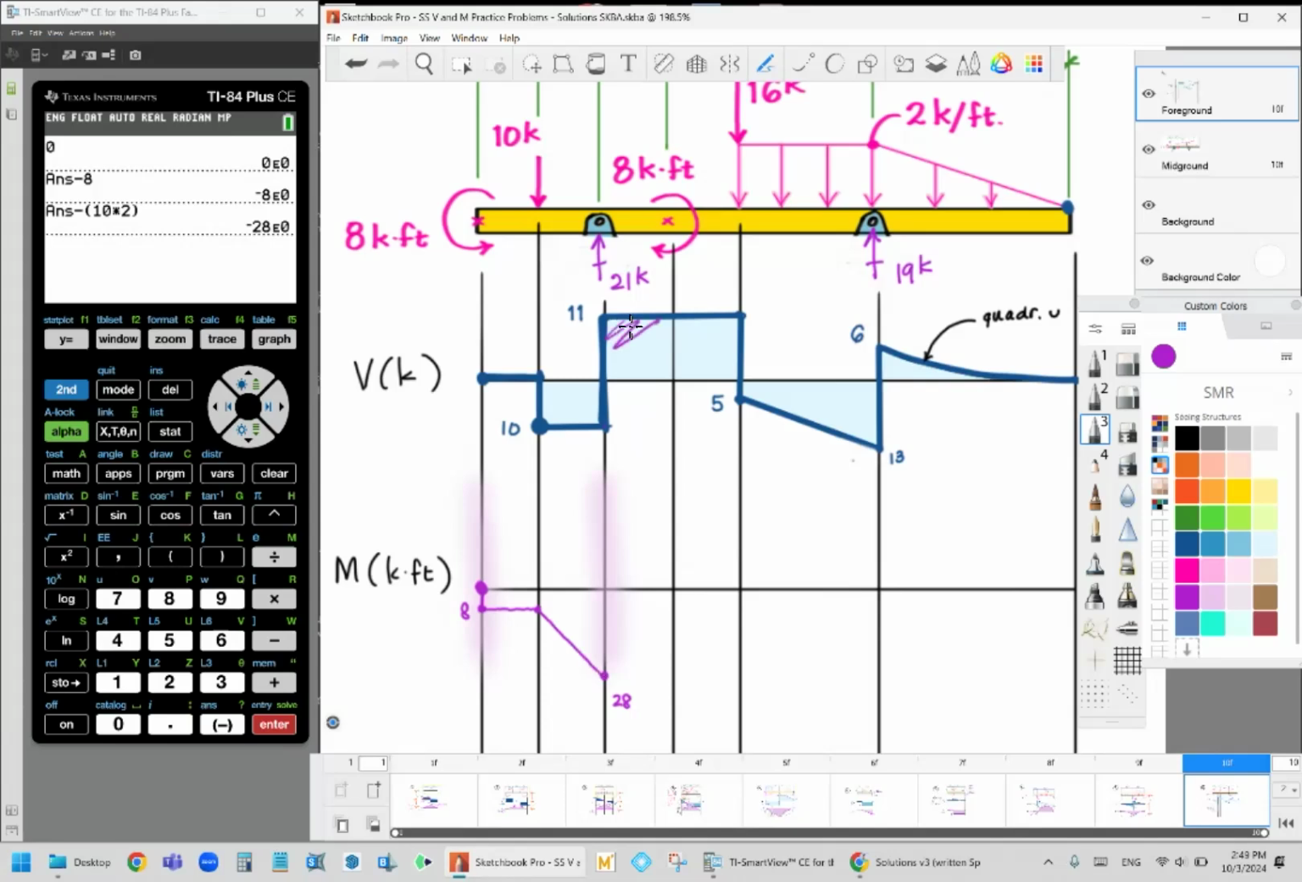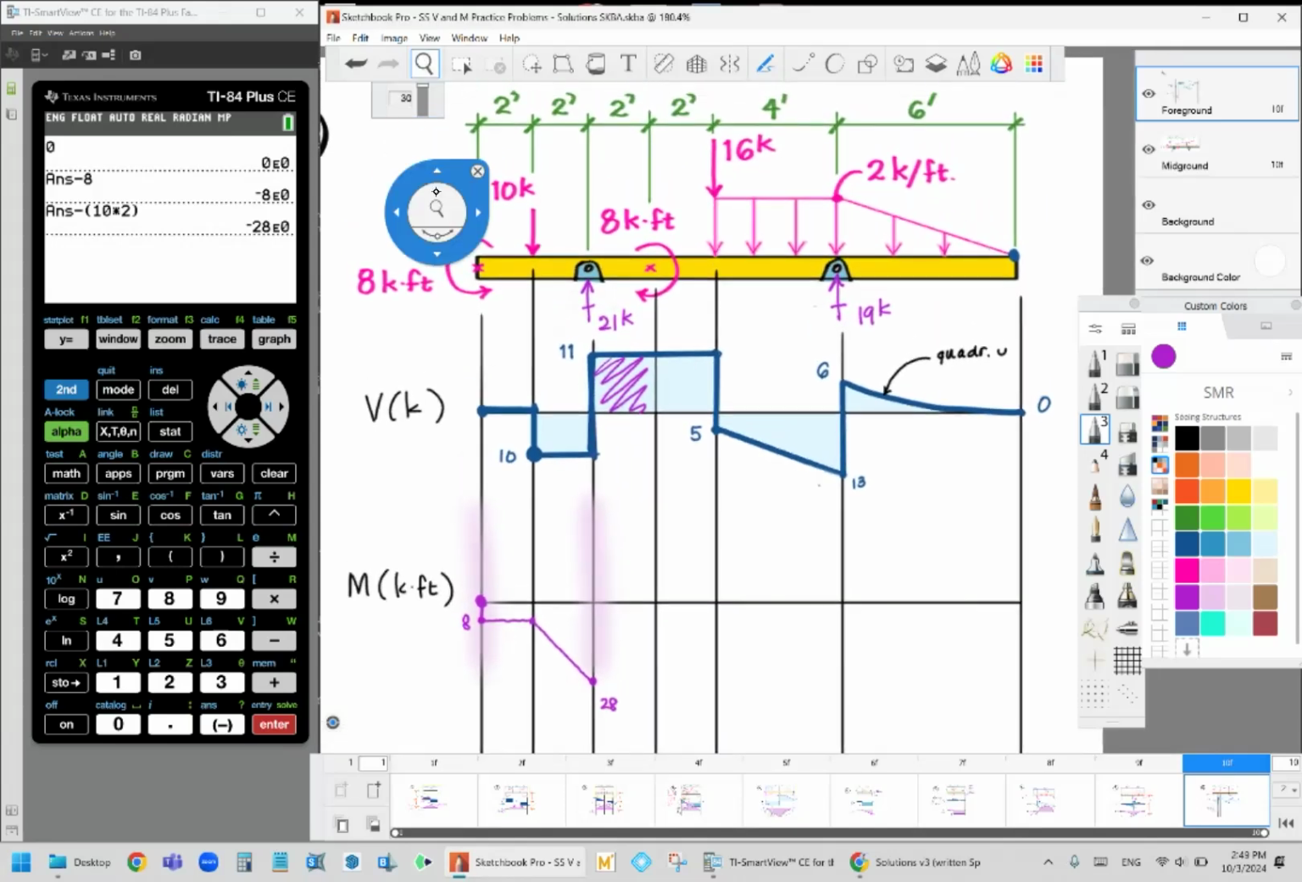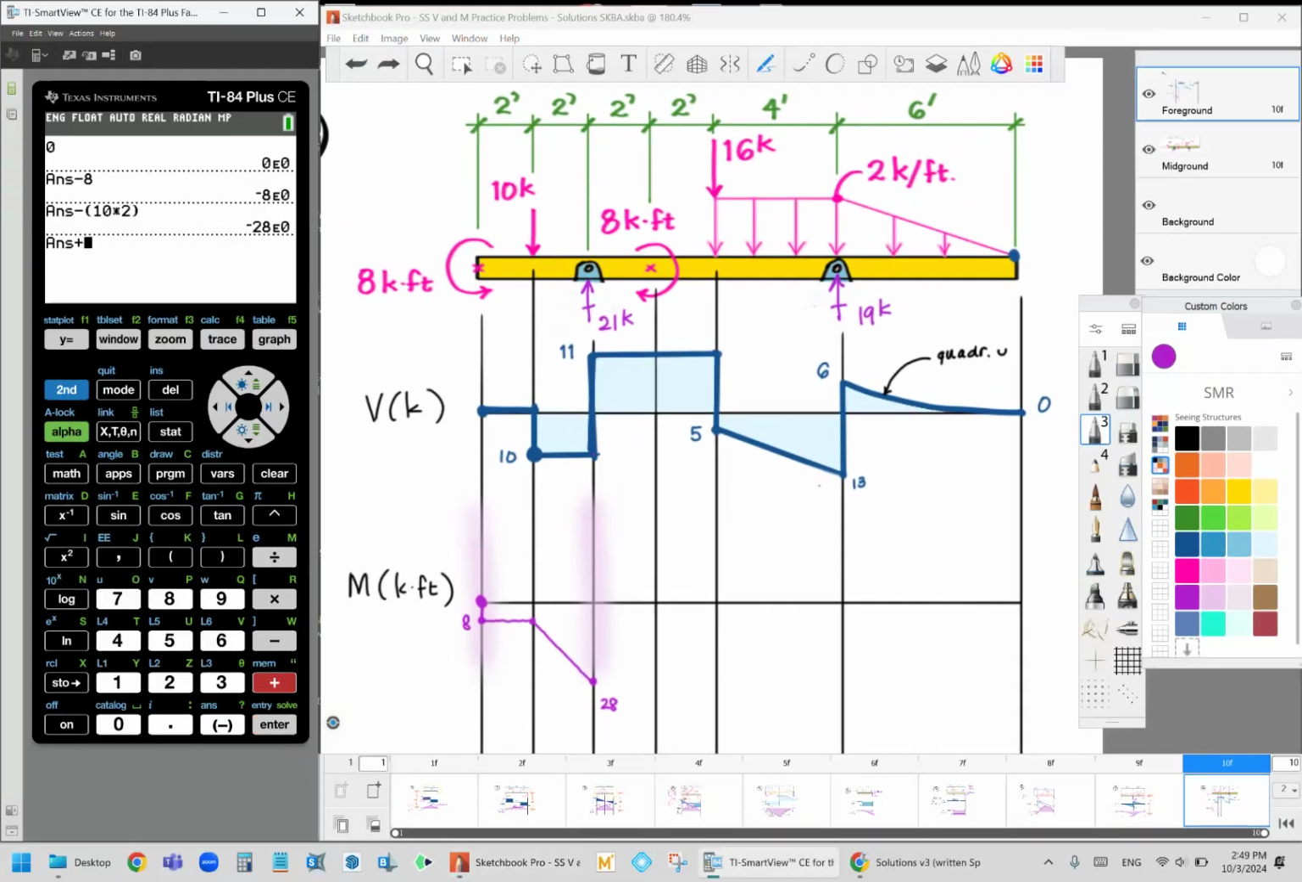Okay, next chunk. Over the next 2 feet, I increase by 11 times 2. So plus 11 times 2 lands me at -6. How do I get there? Constant goes to linear.